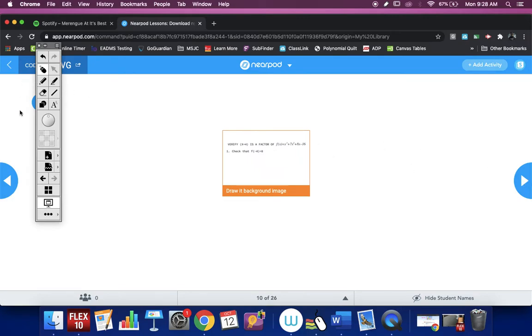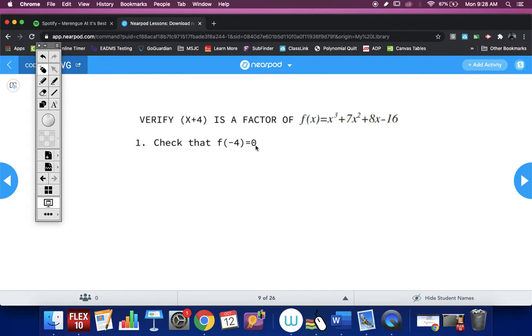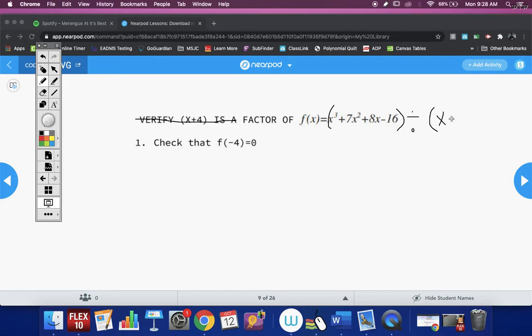Actually, I'm going to go back and just do it here. So we verified that. Now we're actually going to divide. Take this polynomial and divide it by x plus 4. We can do it with synthetic division. We can do it with long division. So for long division, we're just going to set it up like we would in elementary school. I have my polynomial. I'm dividing it by x plus 4. So I'll set up my little long division here. I have x cubed, 7x squared, and 8x, and then a -16.